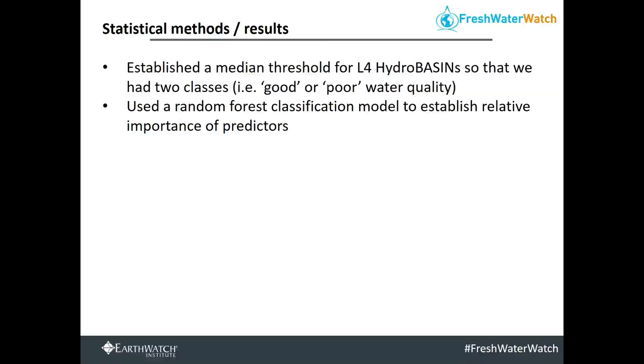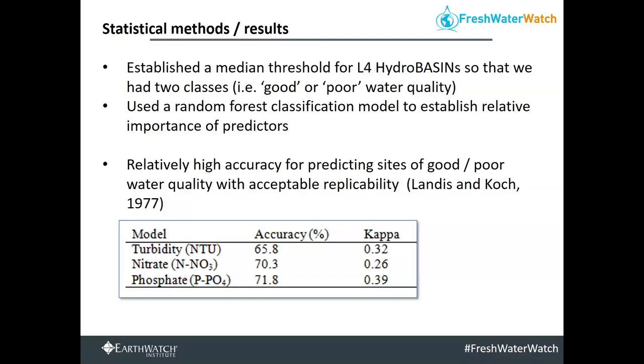So we used a random forest classification model to establish relative importance of predictors. And we got a reasonable model using this data. Got a decent accuracy of classifying the sites into that binary classification at a relatively okay replicability, which is assessed through the Kappa stat there. So reasonably happy with that. We can predict a simple binary classification that is data driven, so not in terms of compliance, which means that we could apply it wherever we're collecting data, rather than if there's an absence of data. So it's quite a useful approach in that sense.